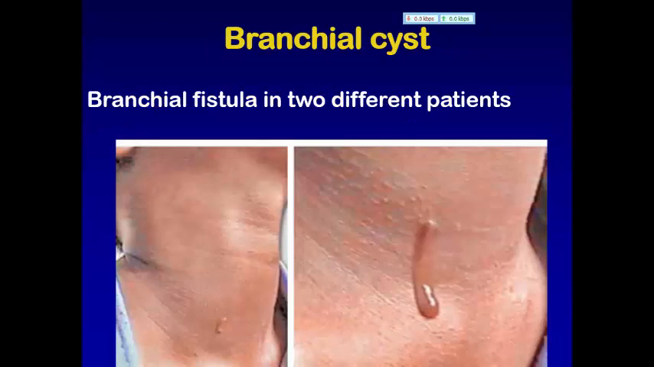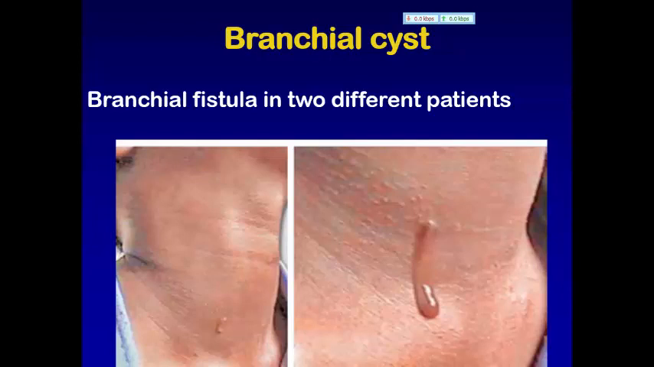Here the fistula, this fistula and this fistula, branchial fistula. So usually present at birth. Side, look to the side. The external opening of this fistula lies deep to the lower third of sternocleidomastoid.